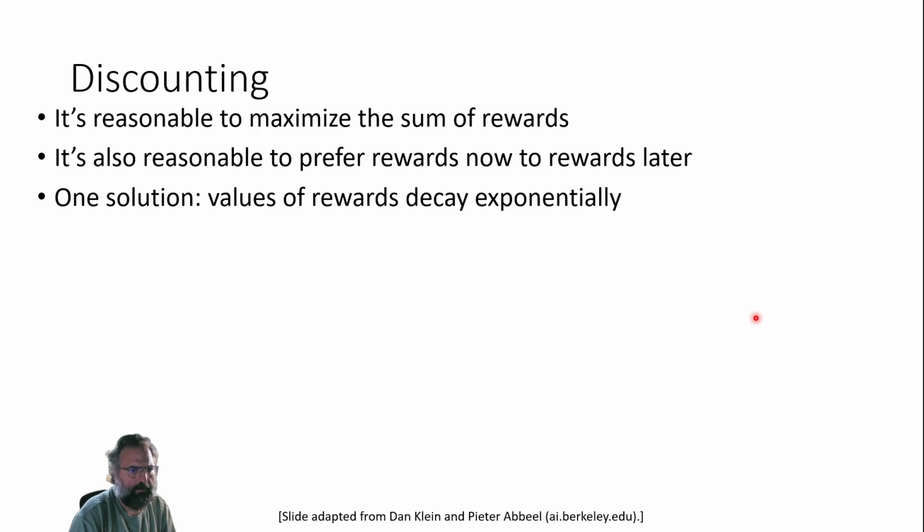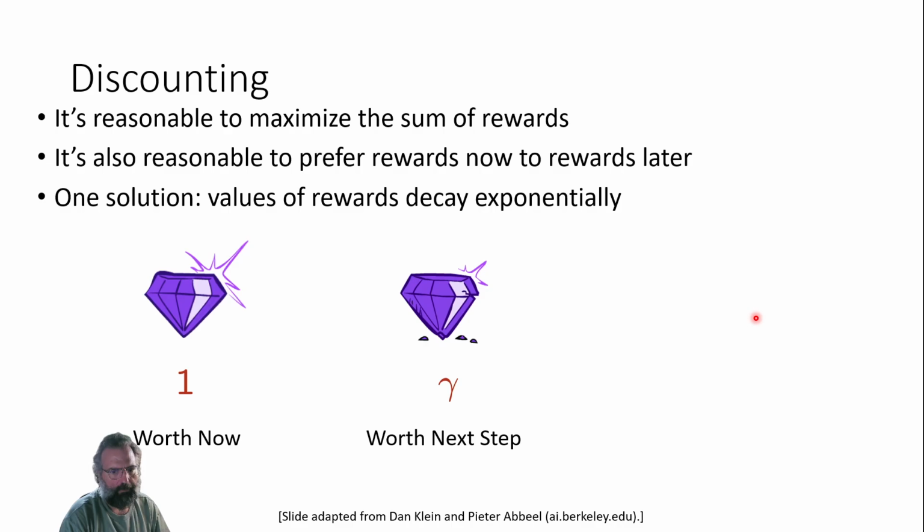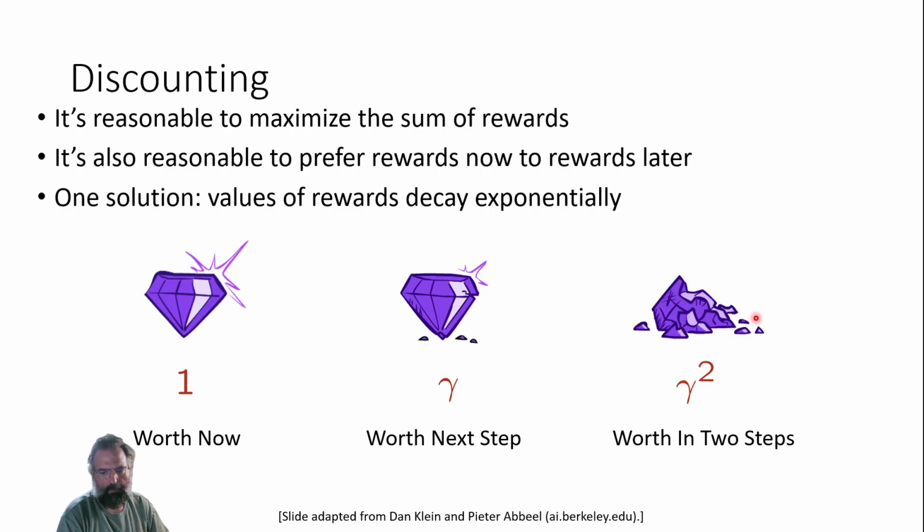The concept of discounting is basically the idea that it's reasonable to maximize the sum of rewards. It's also reasonable to prefer a reward now to rewards later. So one solution is to have the value of rewards decay exponentially. So you start off trying to encourage action, if you will, versus inaction.